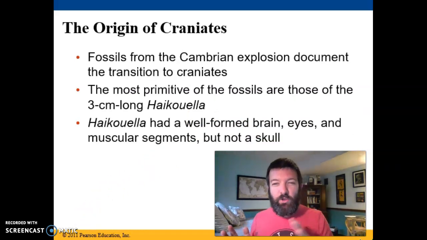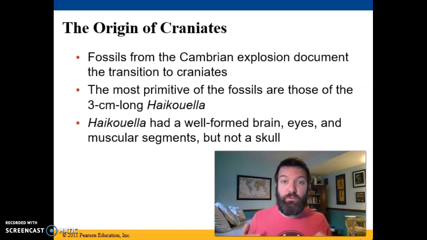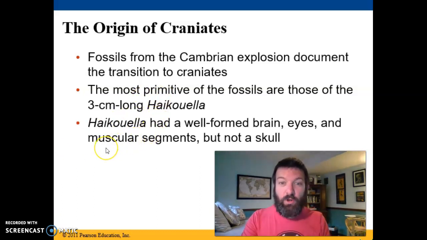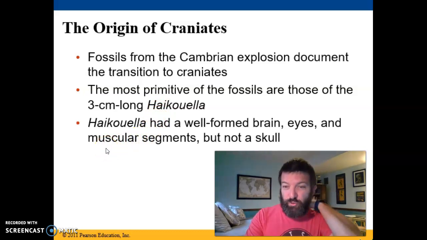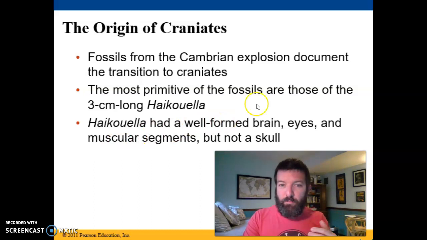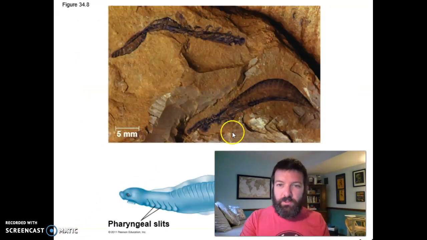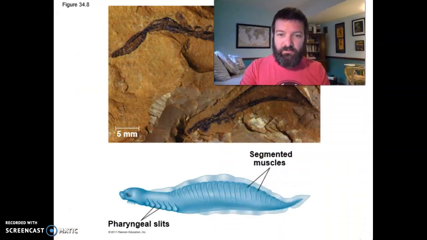And it seems like even all the way back to the Cambrian explosion, we were starting to see very tiny craniates. Right? Haikouella, for instance, is a 3 centimeter long craniate, so it's not a vertebrate specifically. It doesn't have a true vertebral column, but it has a brain, eyes, muscular segments, not quite a skull. So here you can see actual fossils of Haikouella, and this is kind of a drawing to show you what it would have looked like. So we've got a head here, no skull, but a brain.